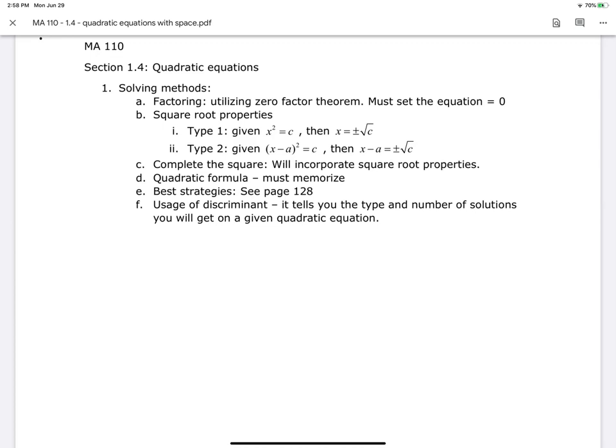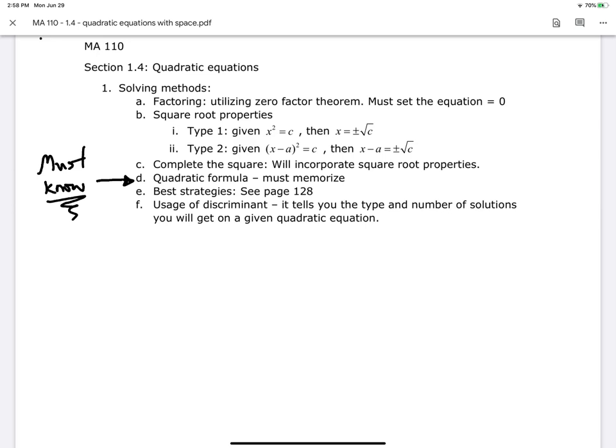Quadratic formula is something that you have to know. Okay, if you don't know quadratic formula, we are going to have problems. Okay, and page 128 in your textbook has some best strategies. Feel free to take a look at those, and I will also talk about some of those as we work through our problems. And the last part, the usage of discriminant.